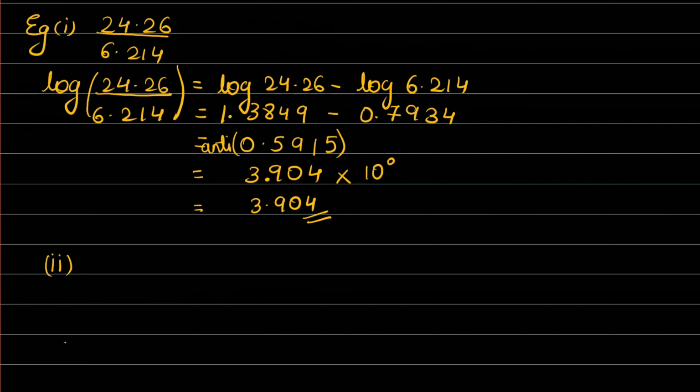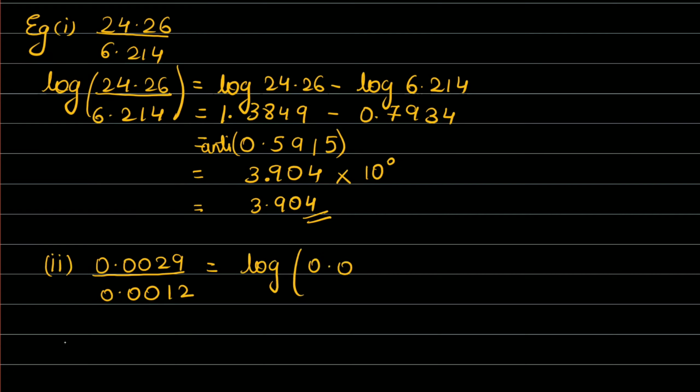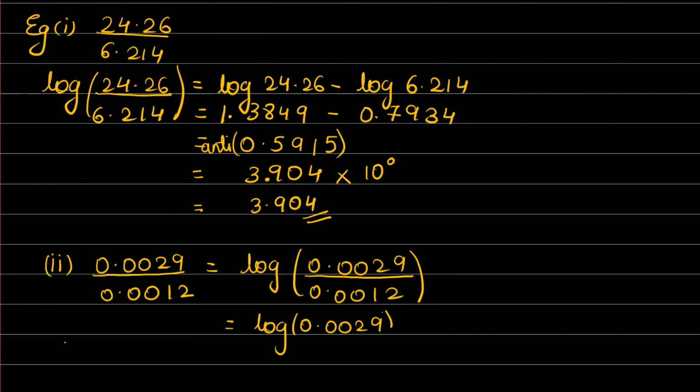The second example is take any number, 0.0029 divided by 0.0012. All right, now apply the formula: log of 0.0029 divided by 0.0012, which is equal to log of 0.0029 minus log of 0.0012.